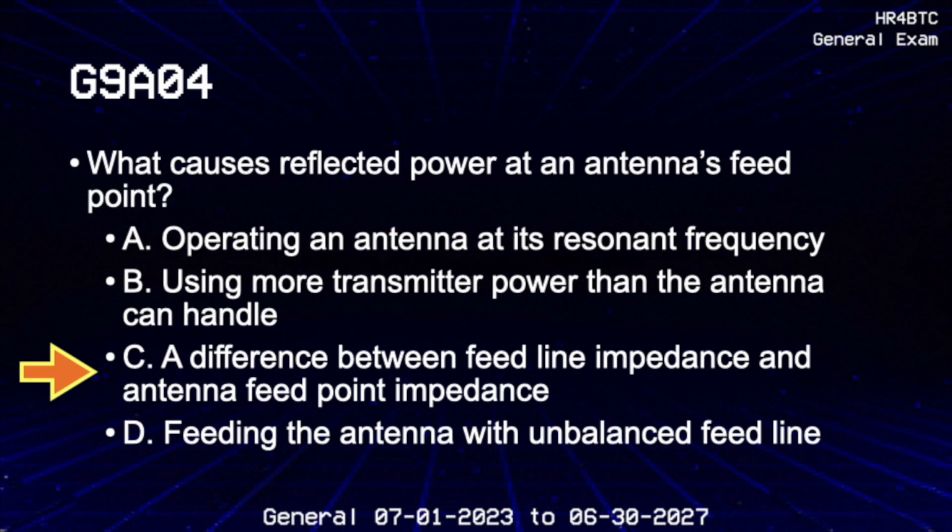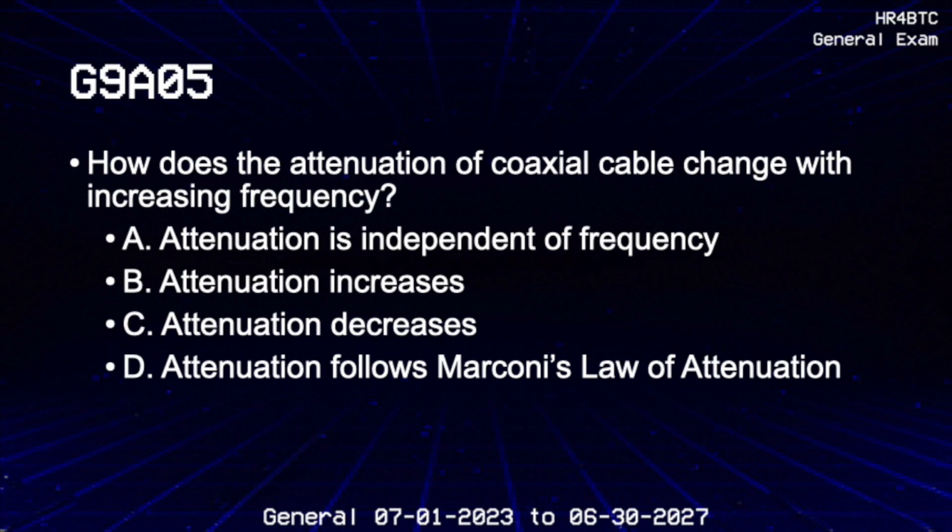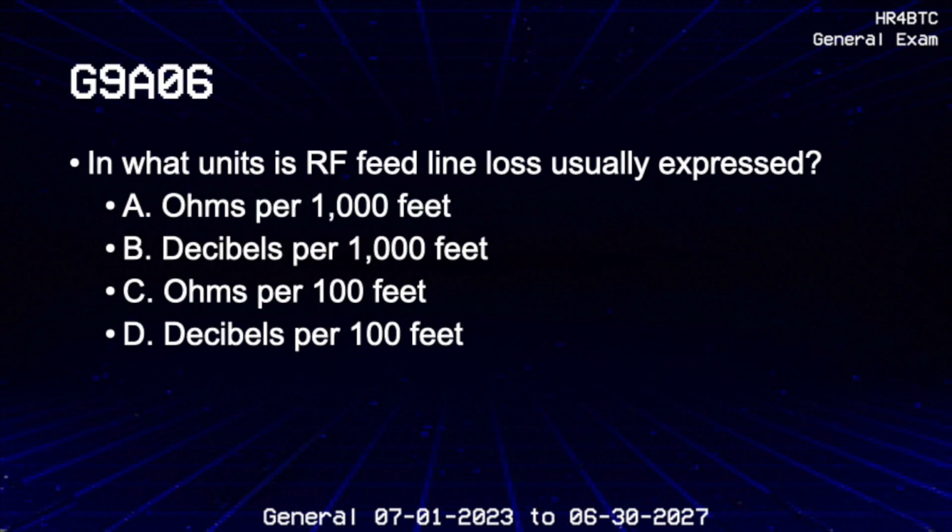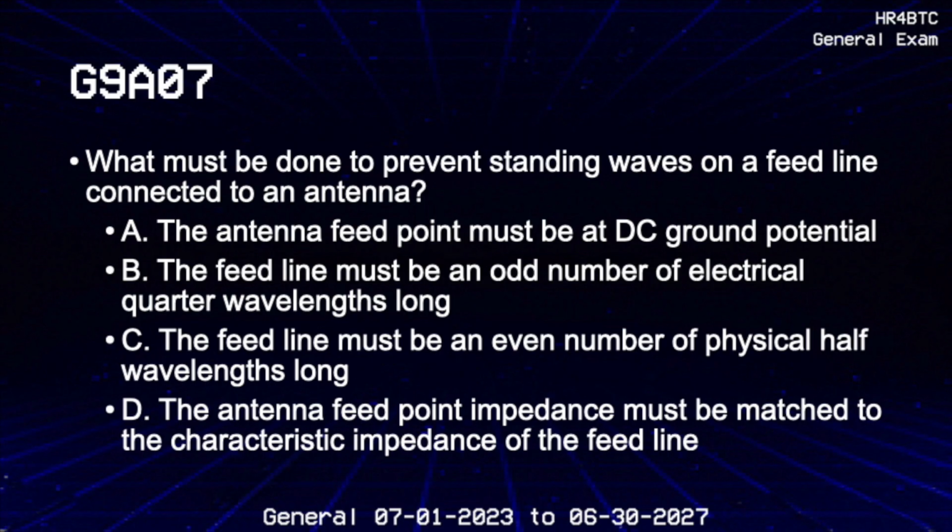A difference between feed line impedance and antenna feed point impedance. How does the attenuation of coaxial cable change with increasing frequency? Attenuation increases. In what units is RF feed line loss usually expressed? Decibels per 100 feet. What must be done to prevent standing waves on a feed line connected to an antenna? The antenna feed point impedance must be matched to the characteristic impedance of the feed line.